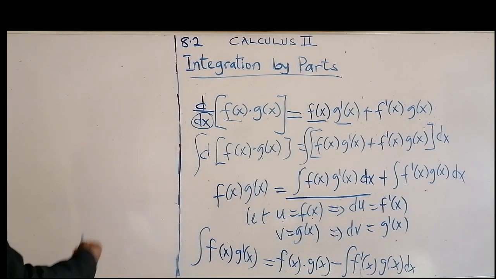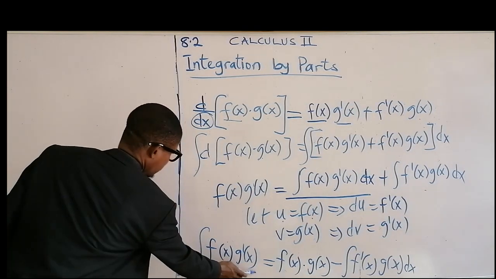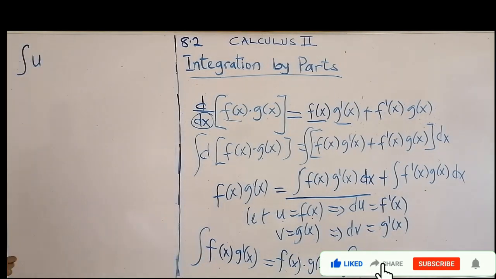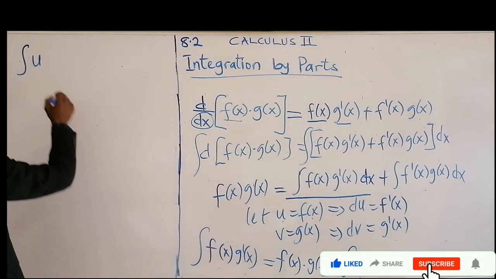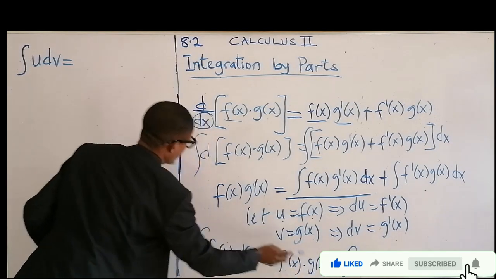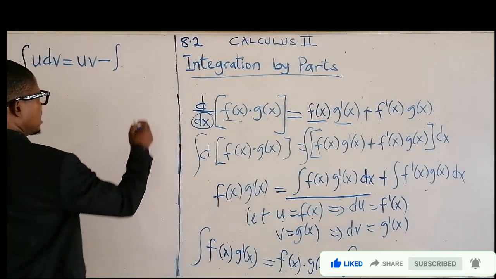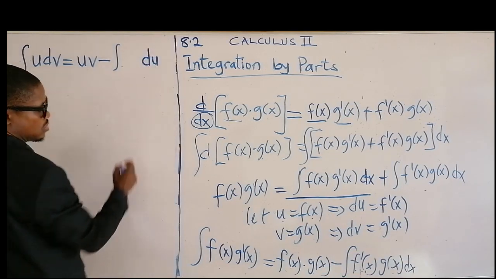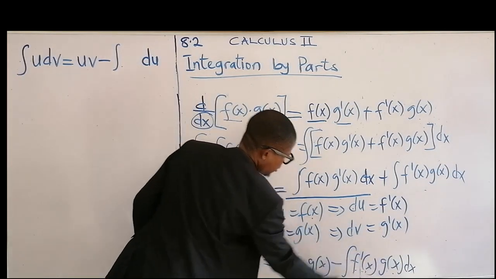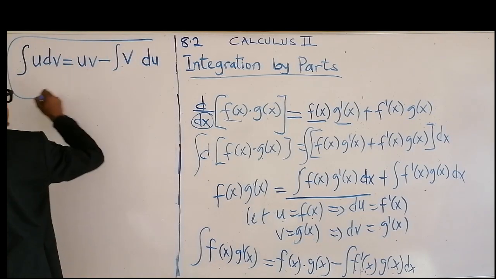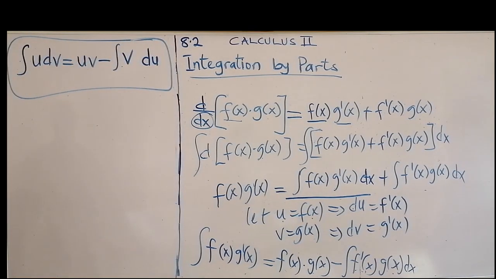Then we can substitute our u and v into this equation. So we now have the integral of f of x, which is u, and g of x, which is v, equal to this one times this one, that will be uv, minus the integral of the u, this is the u, and g of x is v. So that's the formula for integration by parts.